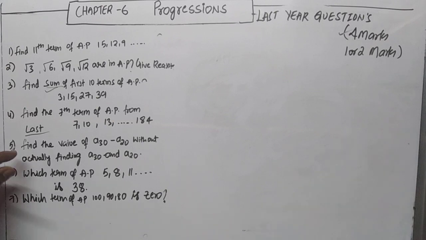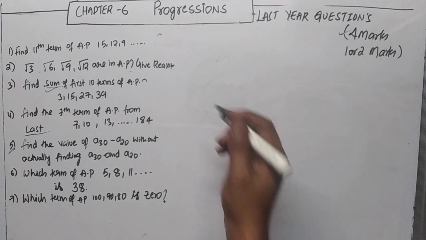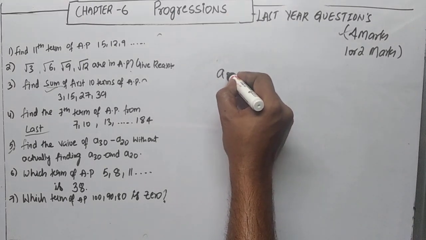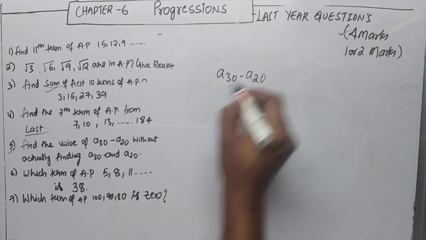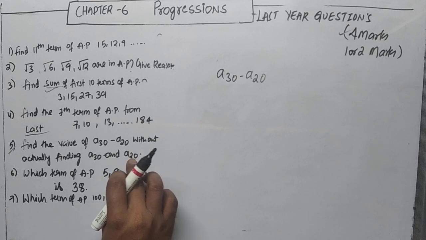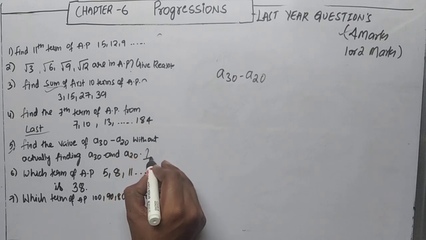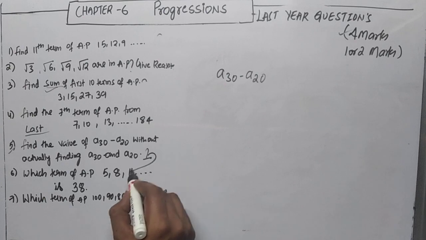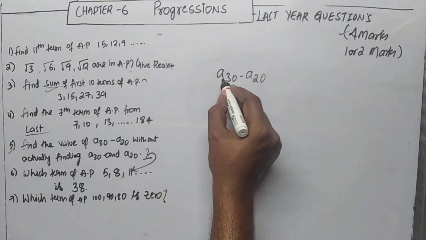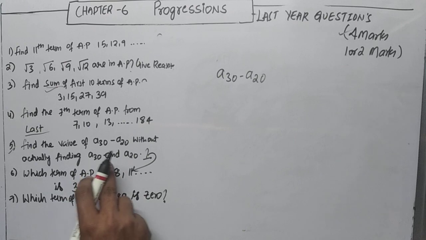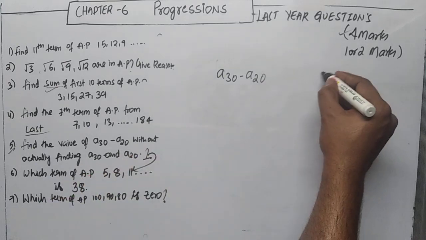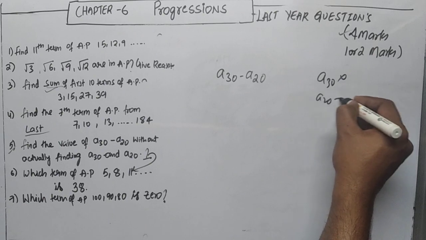Okay, here the 5th question is you have to find the value of a30 minus a20 without actually finding the value of a30 and a20. Okay, so his question is simple. He is asking to find the value of a30 minus a20. యాక్చువల్లీ ఇక్కడ సిరీస్ లేదు. He doesn't give any arithmetic progression. సో విల్ బి టేకింగ్ ద క్వశ్చన్ ఆఫ్ దిస్. So he is asking to find the value of a30 minus a20 without actually finding the value of a30. అంటే we should not find the value of a30 and a20.